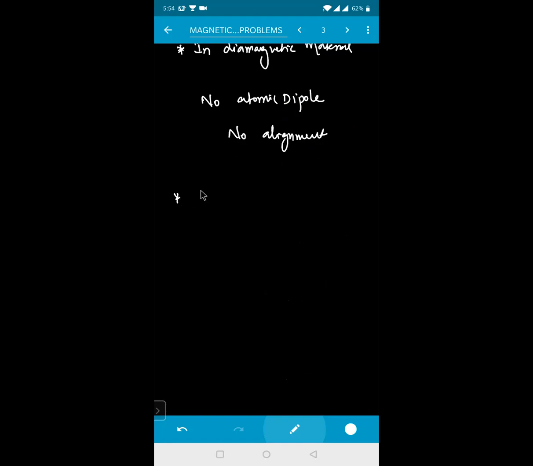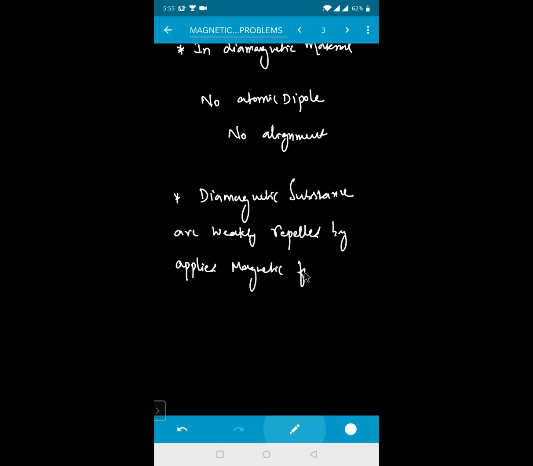So I can say that diamagnetic substances are weakly repelled. Stability would be less, because they won't align because of the absence of magnetic dipoles. Like plastic: if you keep a plastic in a magnetic field, will it act like a bar magnet? Will it show any magnetic property? No, sir, no, because there are no magnetic dipoles present in that.